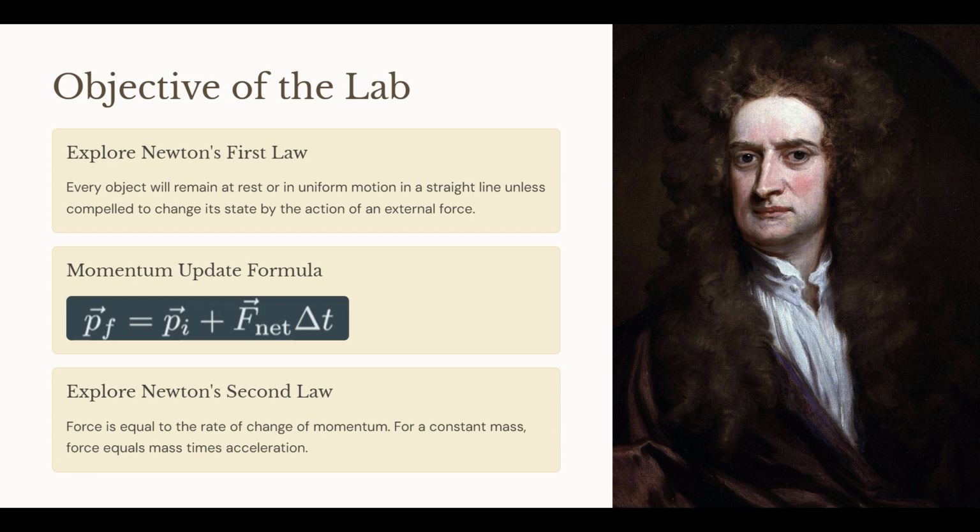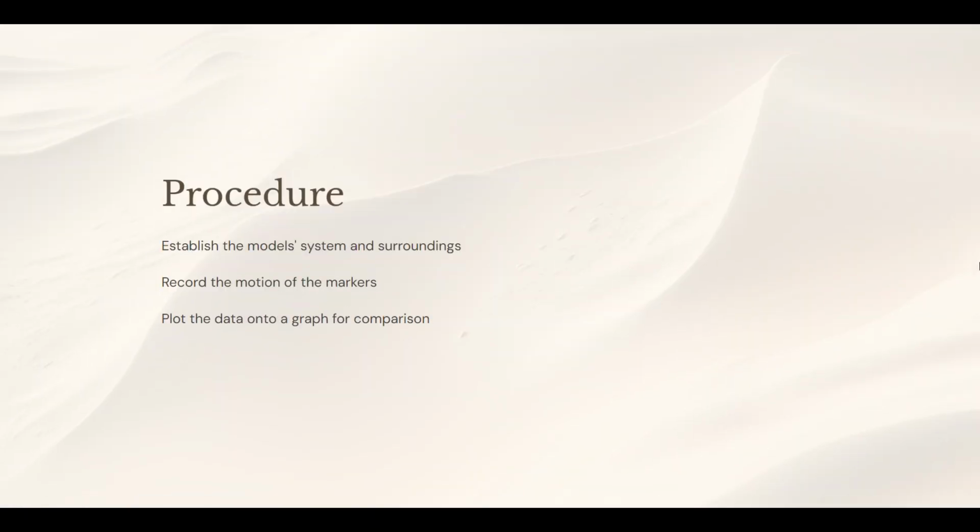We can manipulate this law to predict the location of an object with a constant velocity using the momentum update formula. Additionally, we observe Newton's second law of motion. Force is equal to the rate of change of momentum. For constant mass, force equals mass times acceleration. Our lab procedure includes establishing the experiment system and surroundings, recording of the system's motion, and the graphing of two models' motion onto a plot.